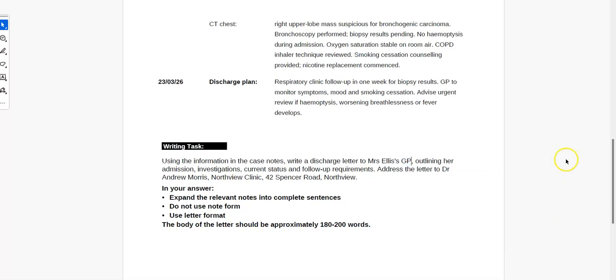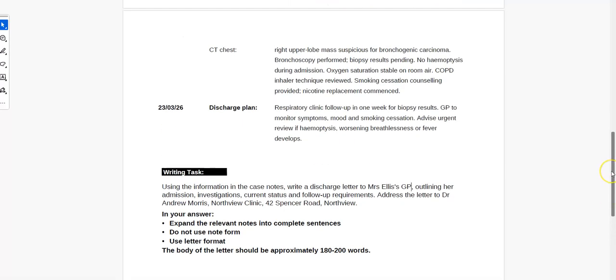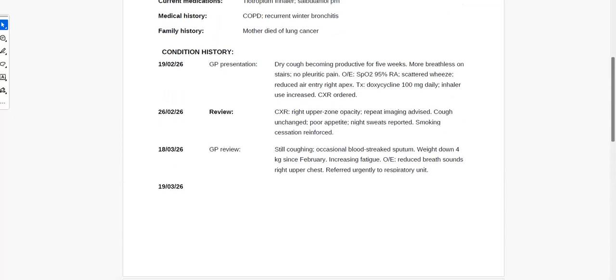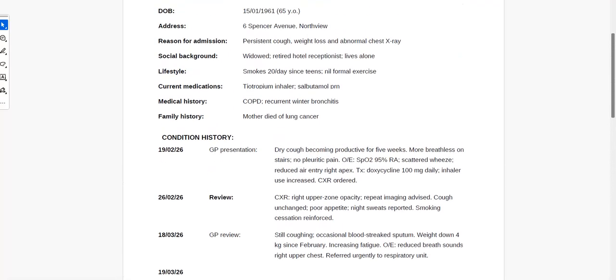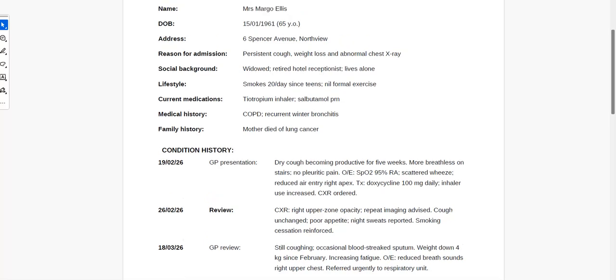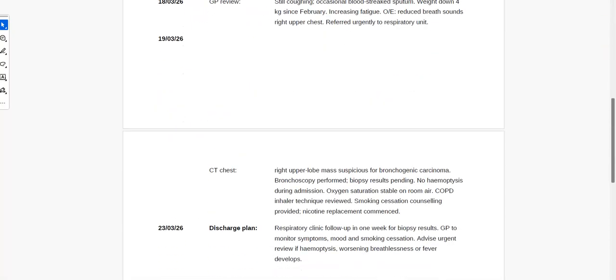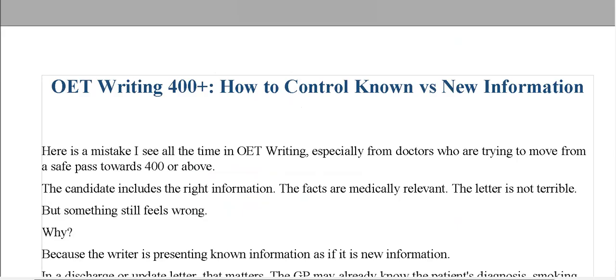Now, because it's a discharge, a lot of the previous medical information will be known to the GP. So the question is how to phrase it in a 400 plus manner or style to make sure that we discharge to the GP without seeming to present the information as new or unknown to the GP, because that would certainly affect your content score, your conciseness and clarity score. Certainly would. Okay, so let's have a look.